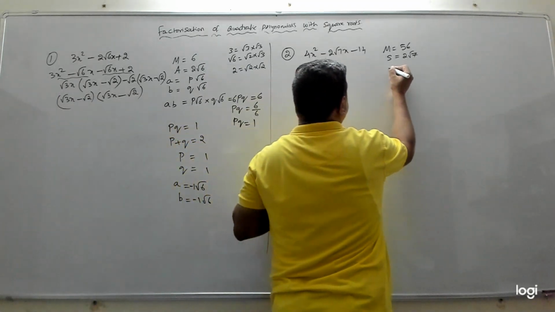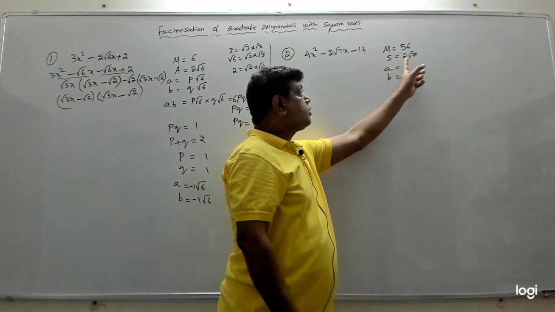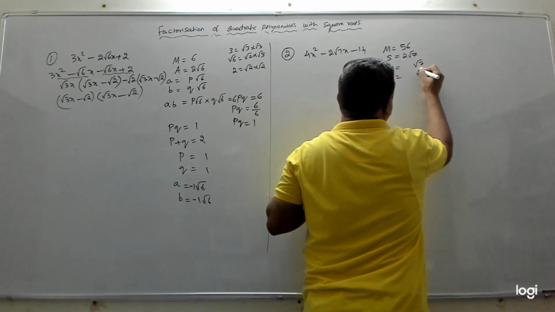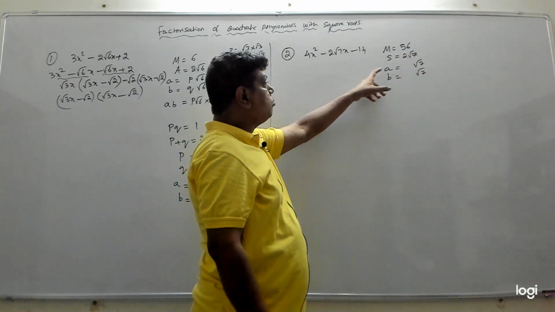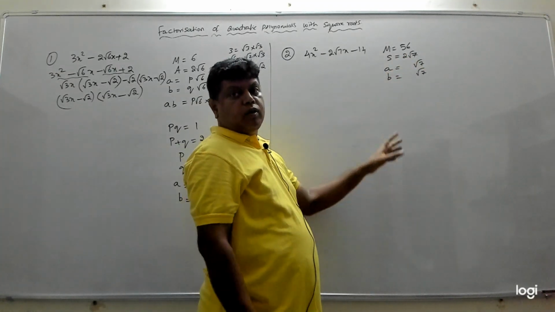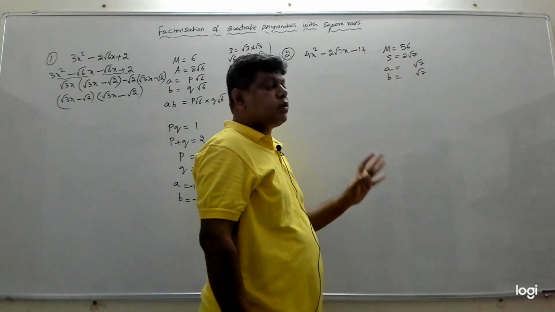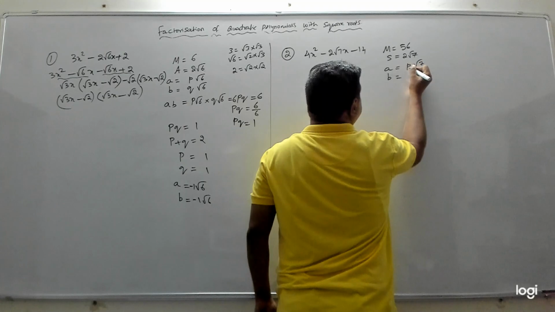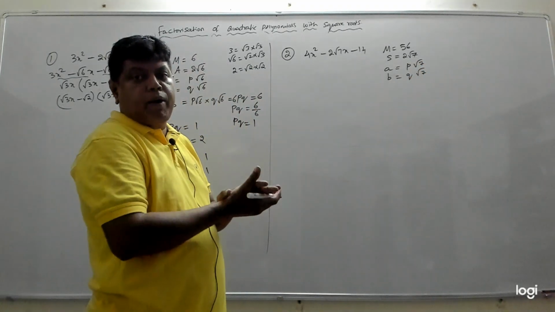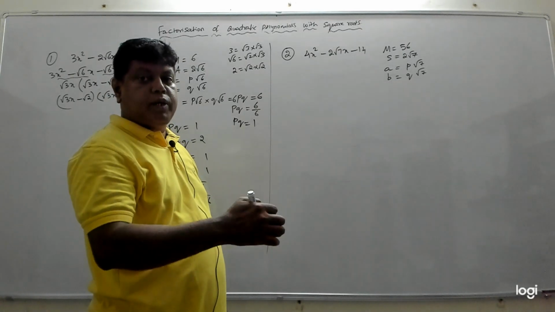Now what are these? So A equal to, B equal to. Since when we subtract we should get 2 root 7, A and B must have root 7. Only then when you subtract A minus B will you get 2 into root 7. So A will be P into root 7, and B will be Q into root 7. Now we should find what those P and Q are.